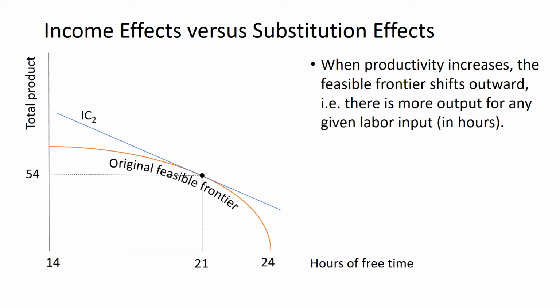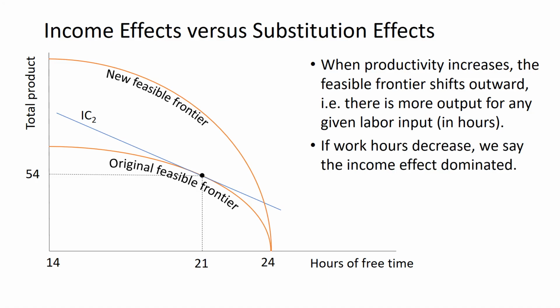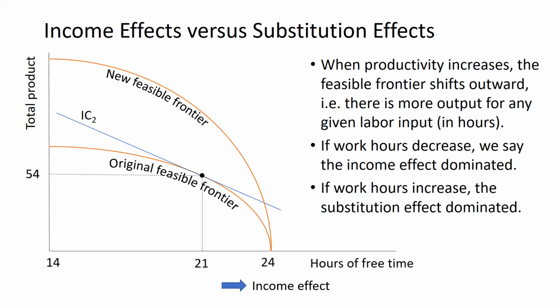Finally, we need to ask about income and substitution effects. When productivity increases, the feasible frontier shifts outward, and there is more output for any given labor input. When that happens, we could either have an increase or a reduction in work hours. If work hours decrease, we say that the income effect dominated. Note that a decrease in work hours is the same as an increase in free time. If work hours increase, the substitution effect dominates.